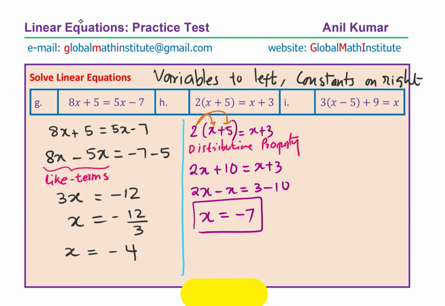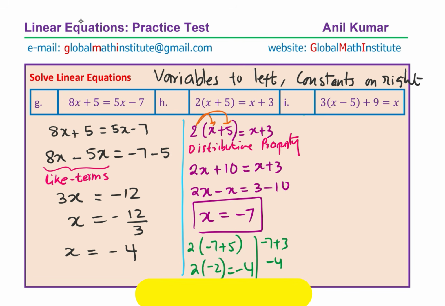Perfect. You can verify by substituting x as minus 7. So we have 2 times minus 7 plus 5, right? Which is 2 times minus 2, which is minus 4, correct? On the right hand side, if I have minus 7 plus 3, I get minus 4. Do you see both are equal, correct? So it is the right solution. So you should perform the check on your own once you've done the question.